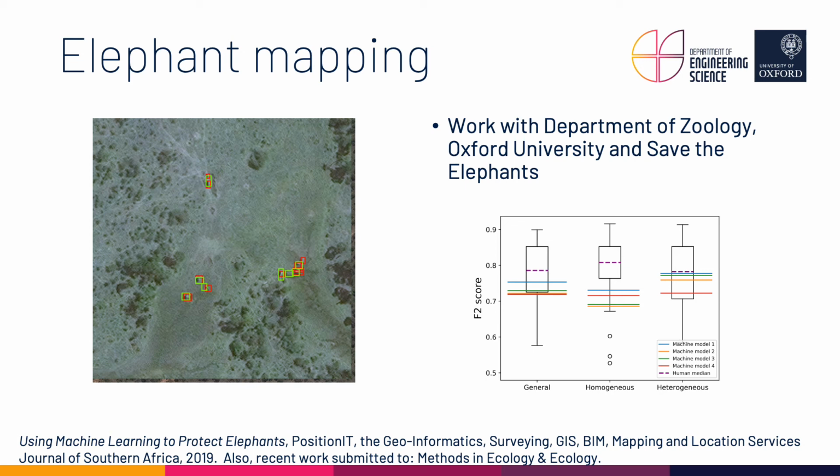We asked citizen scientists to label the imagery and found that our neural network has a similar accuracy to the citizen science labellers. Two papers are available that detail the work. The Journal of Southern Africa paper is online. Please contact us if you're interested in our recently submitted work to Methods in Ecology and Evolution.